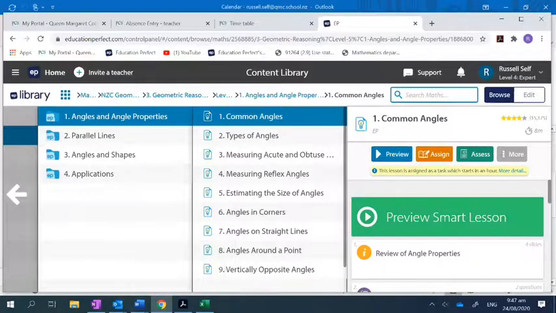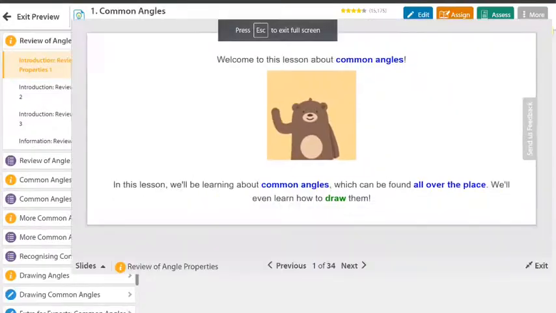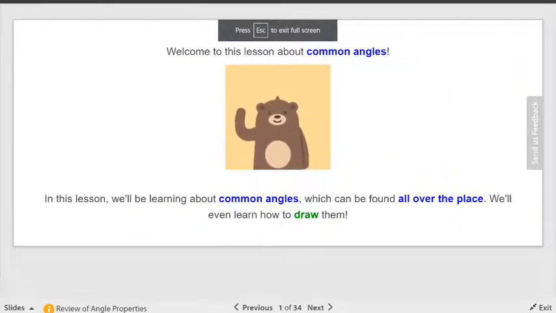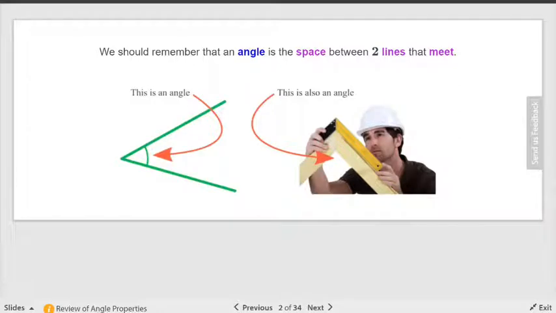So the first thing we're going to do is talk a little bit about what are called common angles. If they're common, that means that they occur when? All over the place. There you go. That's close enough. So here, remember that an angle is created when you have two arms which meet at a point, and that point is called the vertex. Excellent. It's arms and vertex. And those arms are lines or line segments.